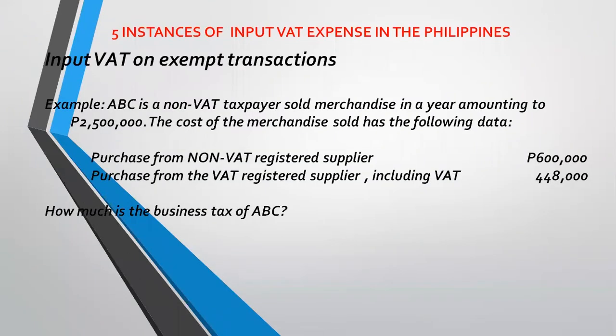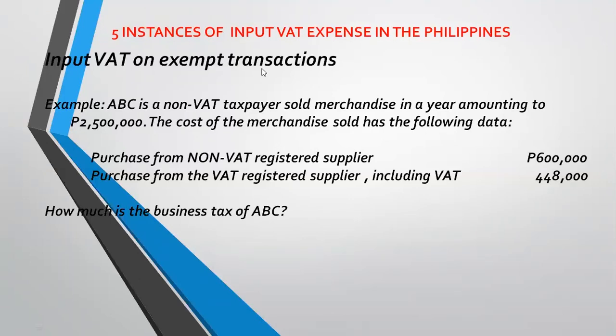We have that example. Example, ABC is a non-VAT taxpayer that sold merchandise in a year amounting to 2.5 million. The cost of the merchandise sold has the following data. Purchases from the non-VAT registered supplier, 600,000. Purchases from a VAT registered supplier, including VAT, 448,000. So in reality, class, a non-VAT taxpayer can sometimes purchase from a VAT registered supplier.